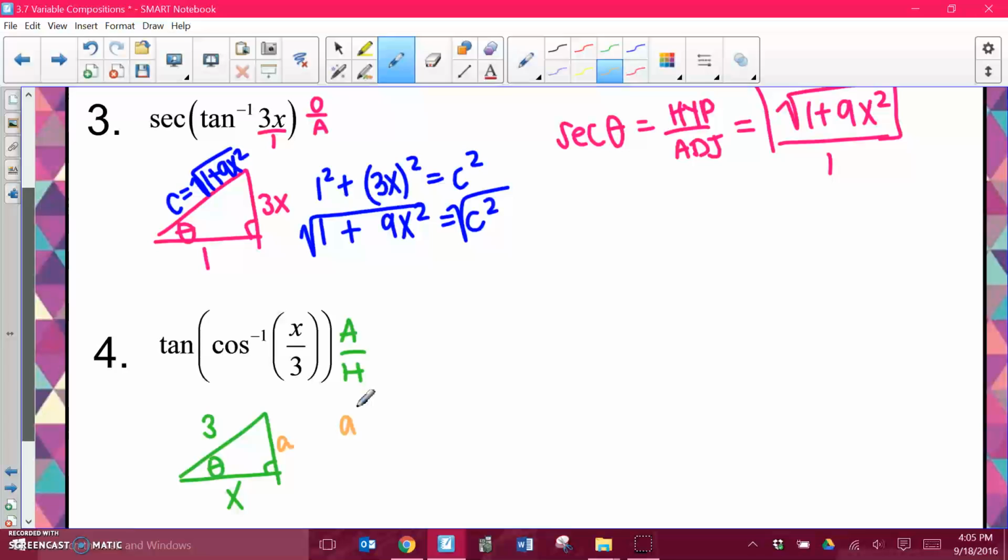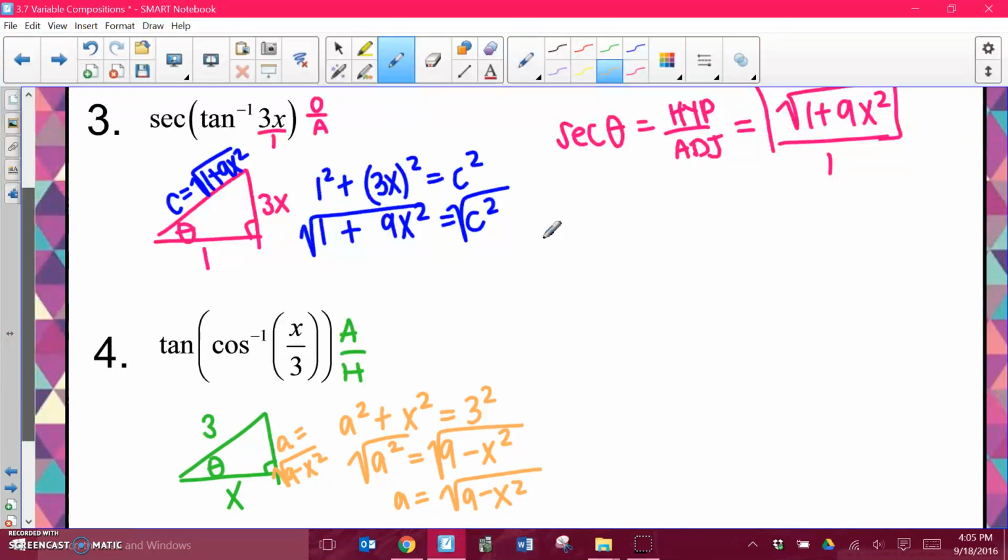So I'd have a squared plus x squared equals 3 squared. Remember, we're solving for a here. So I'd have a squared is equal to 9 minus x squared, because I need to subtract x squared from both sides. Take the square root, and I would find that my last side would be the square root of 9 minus x squared. So a is equal to the square root of 9 minus x squared.